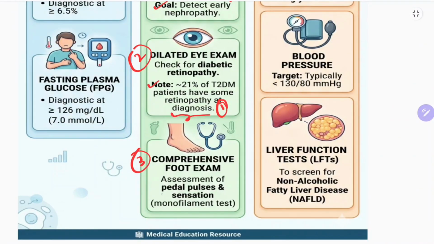In that, you will measure the pedal pulses, mainly two pulses: the posterior tibial artery, which is behind the lateral malleoli, whose pulsation you should see on both sides of the limb. And second is the dorsalis pedis artery pulsation. So these two pulsations.